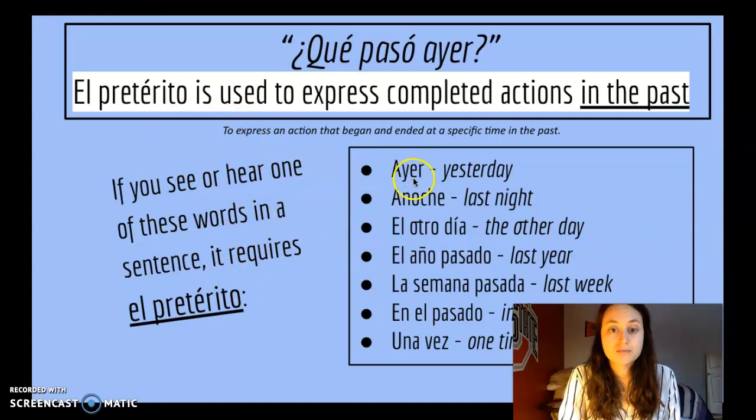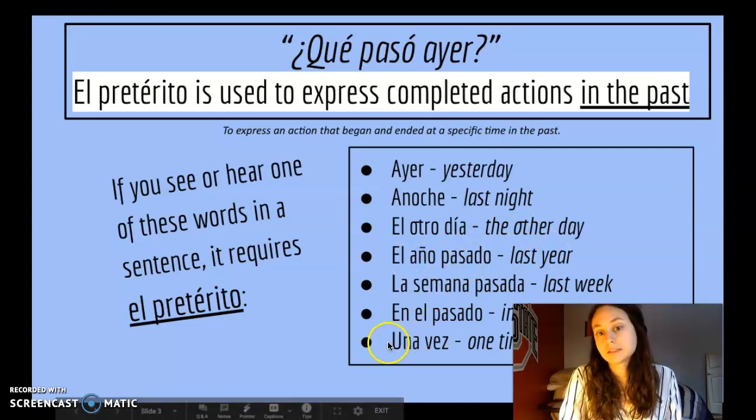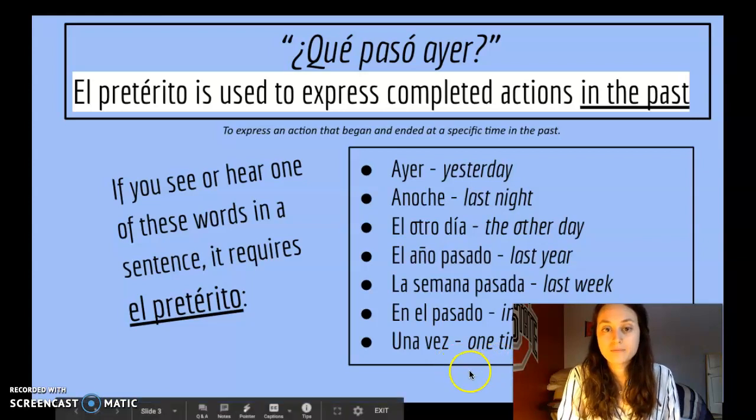So if you want to talk about something that happened ayer, or yesterday, anoche, or last night, el otro día, the other day, el año pasado, last year, la semana pasada, last week, en el pasado, in the past, or una vez, a one-time thing. Okay? So all of these would trigger the preterite.